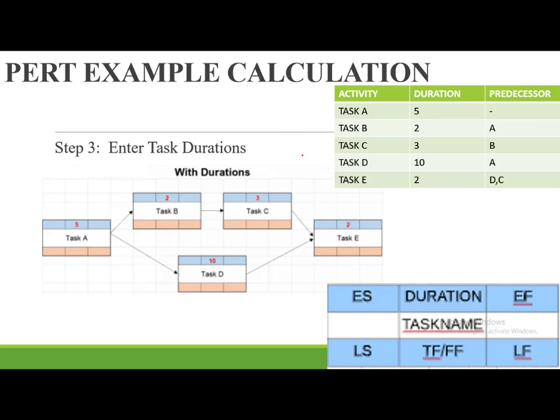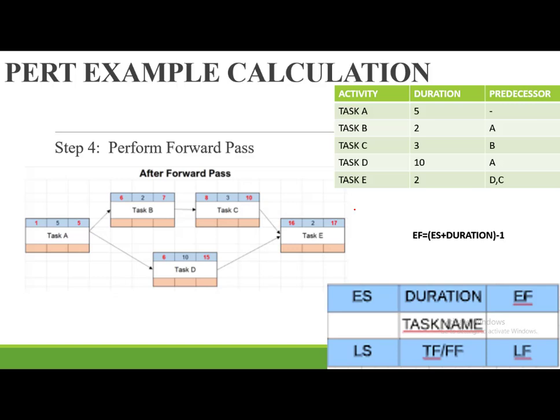So task A, and you remember it's the second box on the first row that we normally populate the duration, this one. So task A has a duration of 5, you populate there. Task B has a duration of 2. Task C has a duration of 3. Task D has a duration of 10. Task E has a duration of 2. So we populate the task durations.